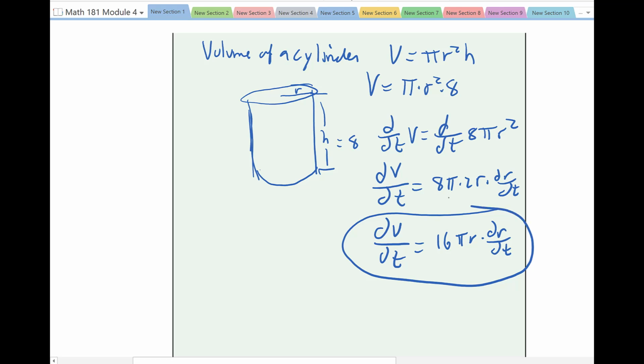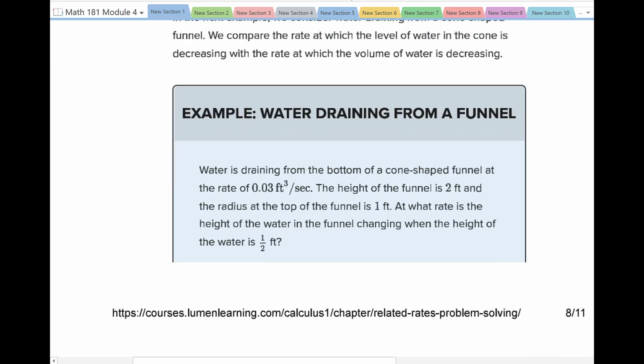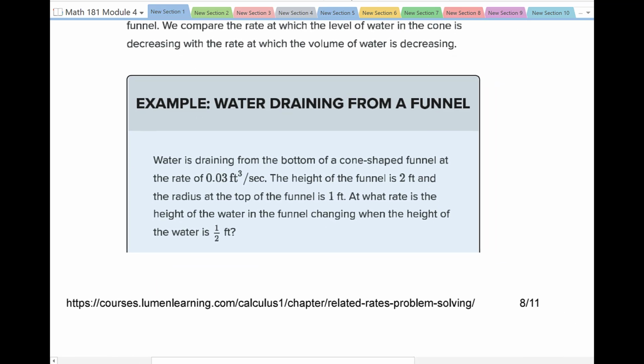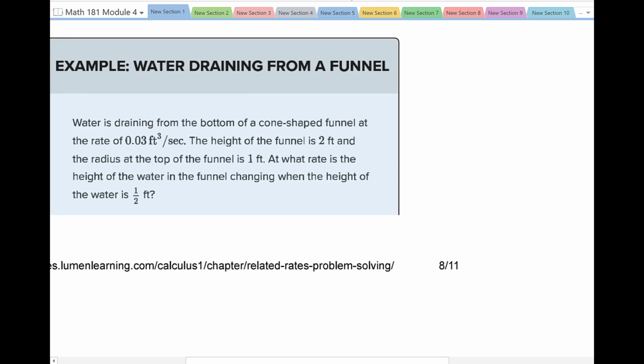Now we have another problem like this, another kind of shape problem. This was a cylinder, and the next one's going to be a cone. So water is draining from the bottom of a cone-shaped funnel at a rate of 0.03 feet per second. So we have a cone. Water's going out. So our dV/dt, change of volume with respect to time, is 0.03 cubic feet per second. Okay.